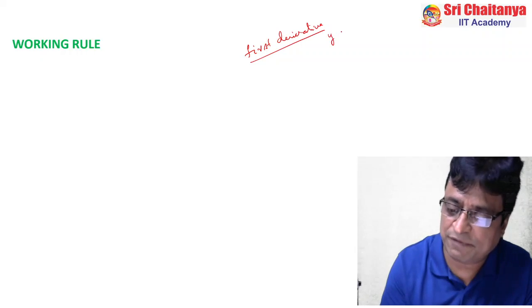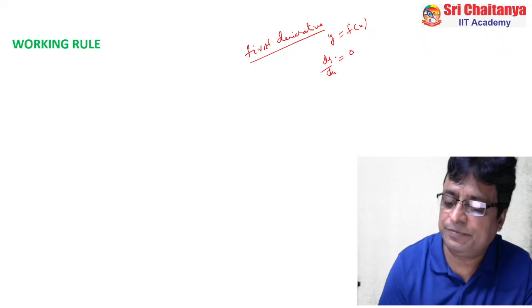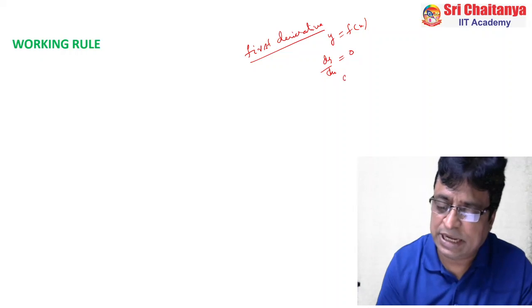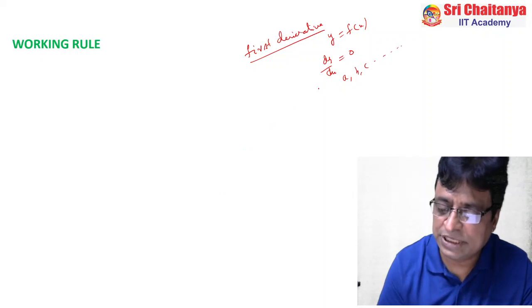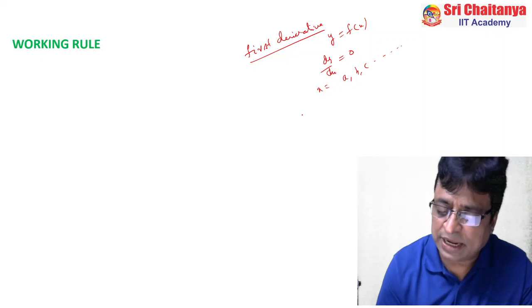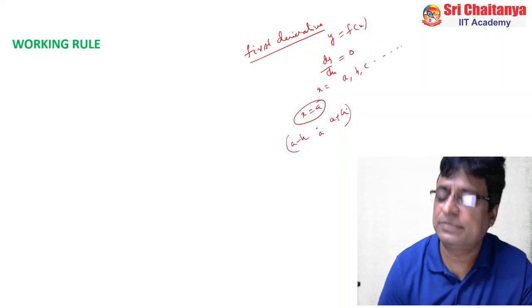Suppose y equal to f of x is given for you. Find dy by dx and equate it to 0 and solve this for real values of x. Say the values are a, b, c, etc. These are the values of x. Take x is equal to a. What to do? Take the neighborhood of a. This is a. Say take a minus h and a plus h.